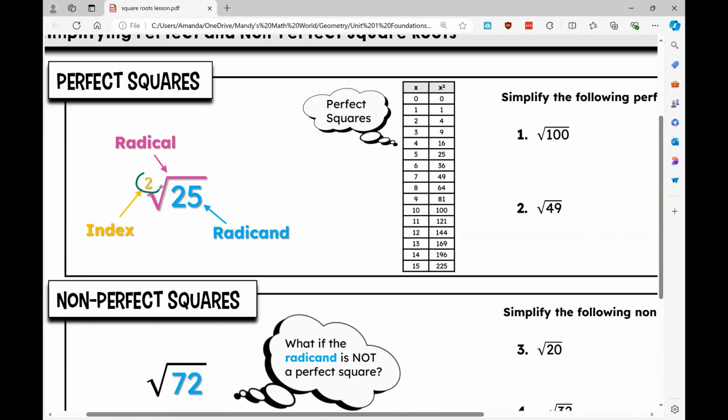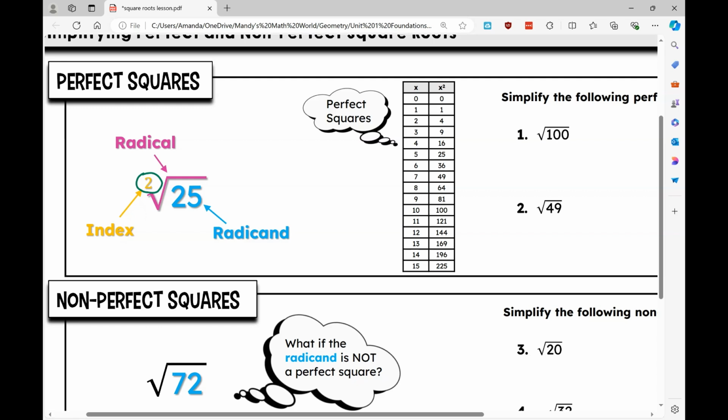This right here is called the index. You might recall something like a cube root of 25, or a fourth root of 25, or a fifth root of 25. The symbol right here is called the radical. Whatever is underneath the radical, or inside, is called the radicand.